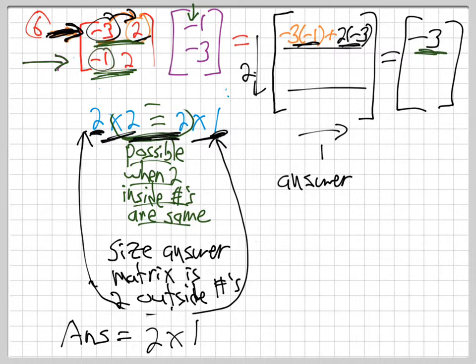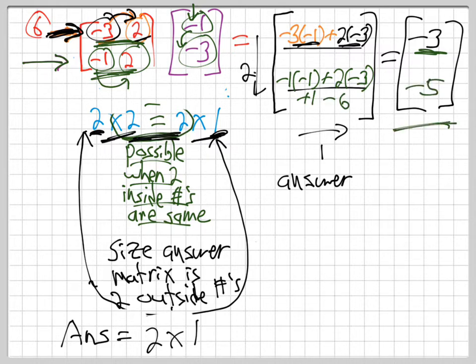So now start -1 times -1, plus. And then you jump to the right and you jump down. You're always going to the right and down. And now we're going to go 2 times -3. What is that? That's going to be +1 minus 6, minus 5. We're done. There's the answer matrix.